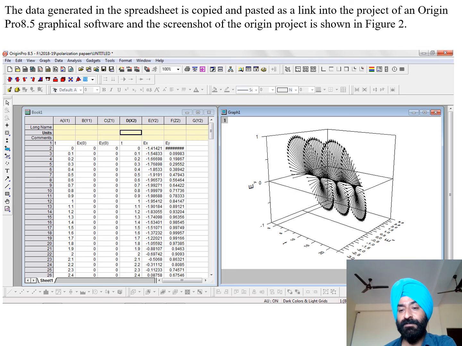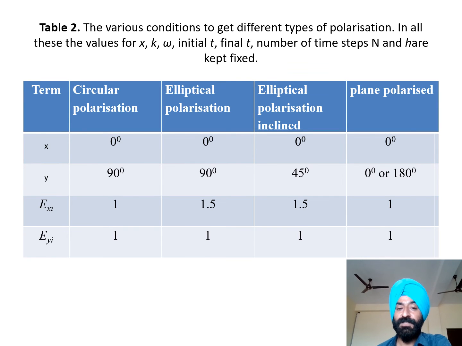So on one axis you have time, and on another you have EX and EY, and you will get a circulating figure. For the different phase angles between X and Y, you will get circularly polarized light, elliptically polarized light, or inclined polarized light, depending upon whether the amplitudes of the fields are the same or different.